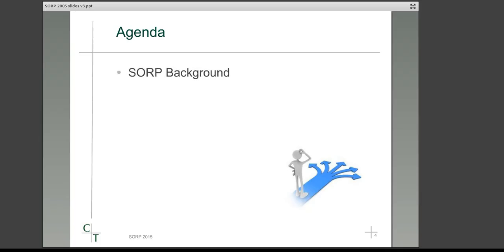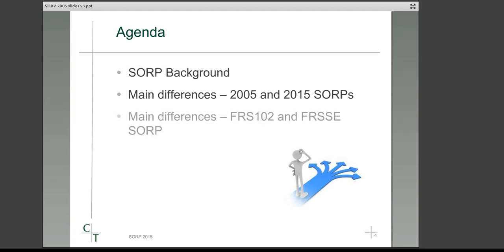The first thing we'll do is look at the background to the new charity SORPs, why we have them and why these changes have come about. We'll then look at the main differences between the 2005 version, which was the last version of the SORP, and the 2015 new SORPs that we have. Then we'll move on to the key differences between the FRS 102 version of the SORP and what's known as the FRSSE version of the SORP. And finally, we'll finish off by thinking about what you should be considering now, what sort of planning steps you should be taking.